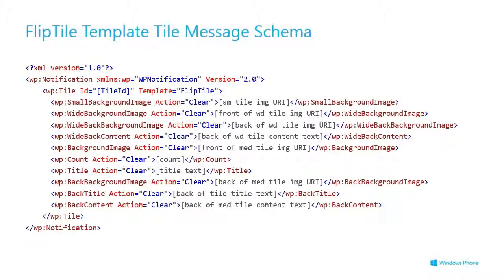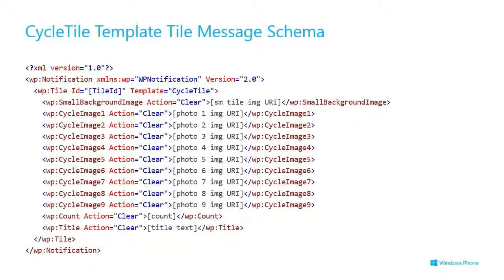Flip tile schema. This is kind of an example of what that might look like. I'm not going to dive through that. It's just a bunch of fun XML for you to throw some content into. And then likewise, of course, we have cycle tile. And lo and behold, we have 9 places for us to cycle those 9 pictures through. So that's what that has to look like.